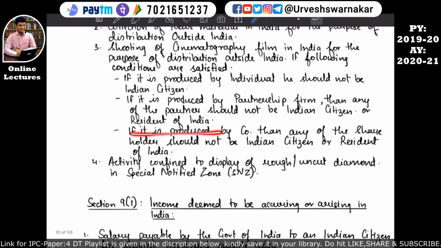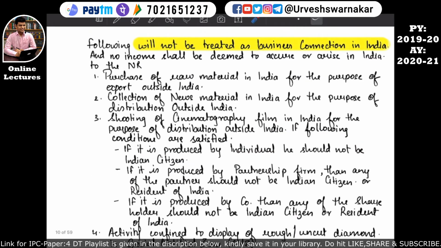If it is produced by a company, then any of the shareholders should not be an Indian citizen or a resident of India. Then only it will be treated as no business connection in India and no income shall be deemed to be accruing or arising in India. I hope this is quite clear to you all.